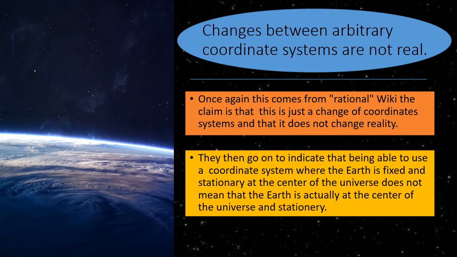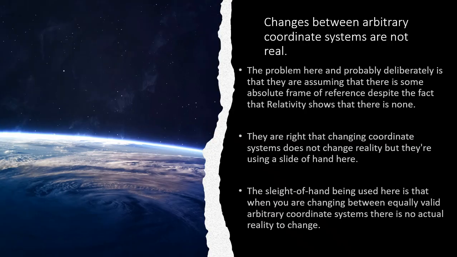Once again, this one comes from Rational Wiki. The claim is that this is just a change in coordinate systems and that it does not change reality. They then go on to indicate that being able to use a coordinate system where the Earth is fixed and stationary at the center of the universe does not mean that the Earth actually is at the center of the universe and stationary. The problem here, and probably deliberately, is that they are assuming that there is some absolute frame of reference despite the fact that relativity shows that there is none.